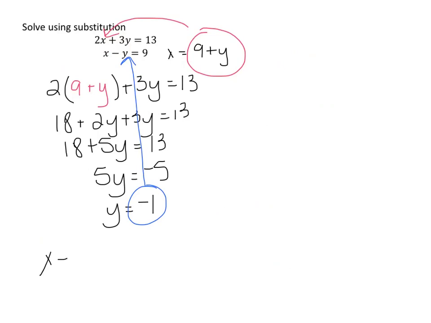X minus negative 1 equals 9. That becomes x plus 1. And that means that x is then equal to 8. The solution to this system is 8, negative 1.